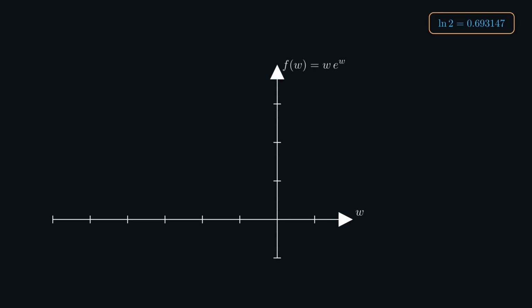Everything about it. At w equals 0, 0 times 1, 0. It passes through the origin. For w positive, both factors positive, both growing. It climbs to infinity, fast.